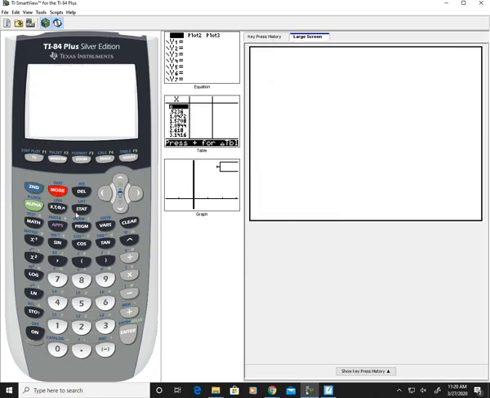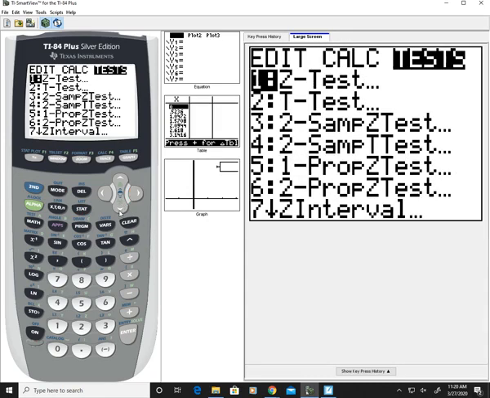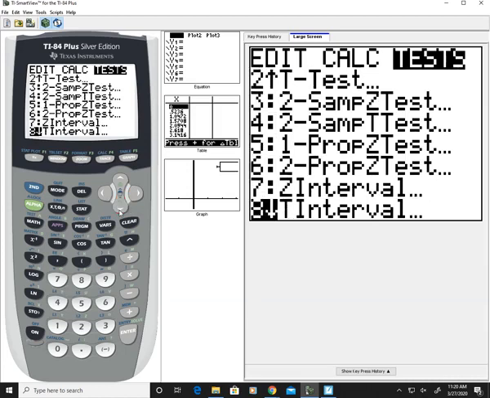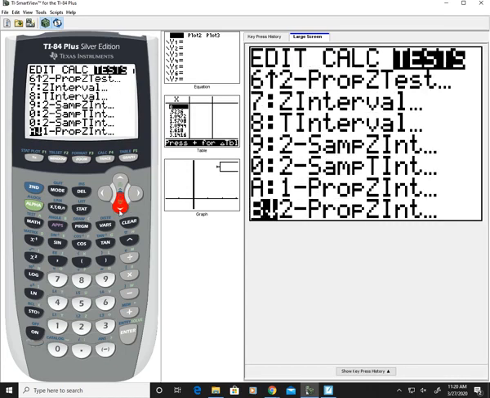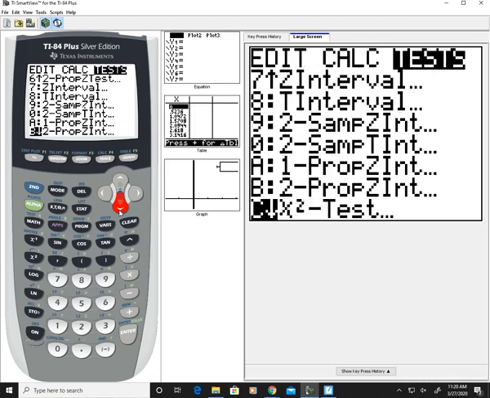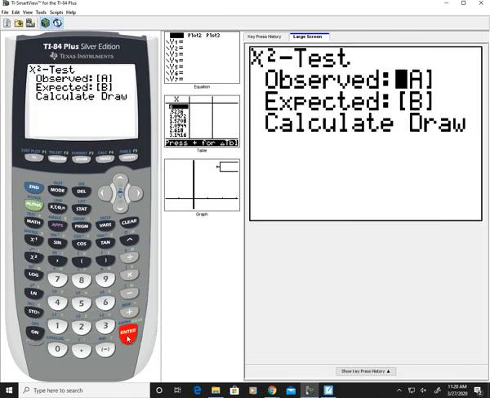That's one trick. I'm going to stat, going over to tests, going down to my chi-squared test, not my chi-squared goodness of fit, which was for one population fitting proportions, a distribution of proportions. I'm doing not the goodness of fit, I'm doing one up from that. I'm doing the chi-squared test. And it says, where do you have your observed values? I have them in A. Where would you like me to put the expected values? B. And let's calculate it and go.